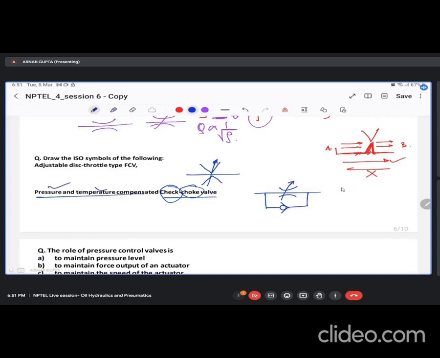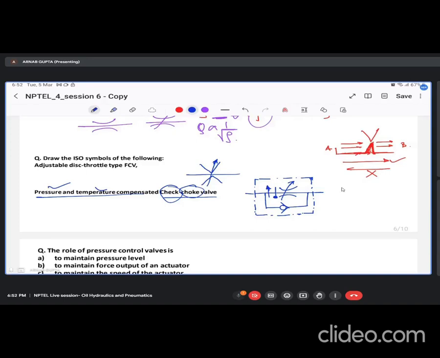Next, they are telling it is pressure and temperature compensated, as I was telling, elaboration on the pressure compensation or temperature compensation. So this symbol is for pressure compensation. This symbol is for temperature compensation. You can put this. These are the ISO symbols.